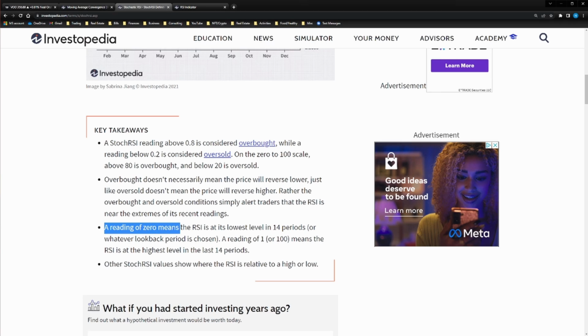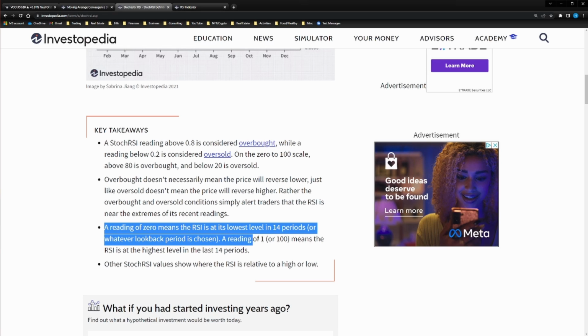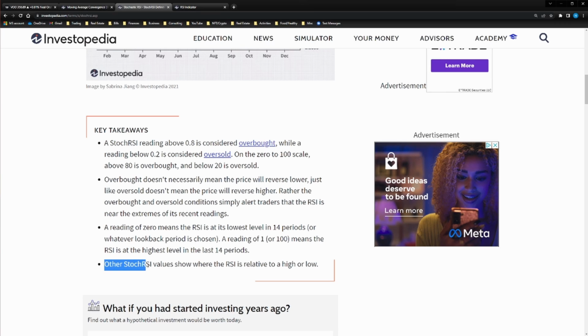A reading of 0 means the RSI is at the lowest level in 14 periods, or whatever look back period is chosen. A reading of 1 or 100, remember that scale of 1 or 100, with 1 or 100 being the highest level, means the RSI is at the highest level in the last 14 periods. Other stochastic RSI values show where the RSI is relative to a high or low.